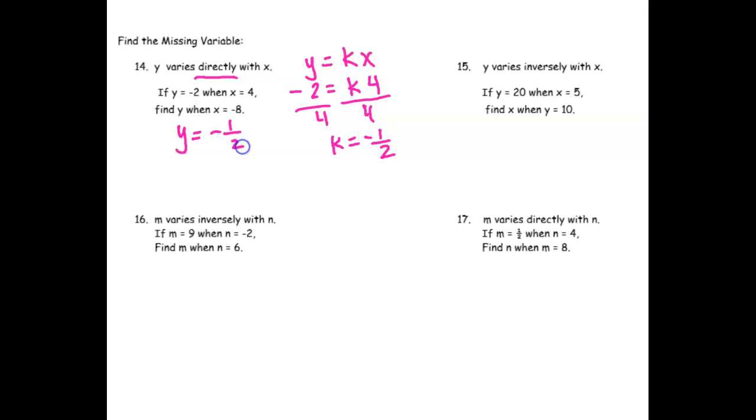All right, 14, 15, 16, 17, they all kind of work the same. Y varying directly with x, so y equals k times x. Again, you just put in your numbers. Y is negative 2, and your x is 4. And you start out, and you get your constant, which is negative 2/4, which would be negative 1/2. And then you write your equation. So y is equal to negative 1/2 x. And then you find y when x is negative 8. So you're just putting in and doing it like this.